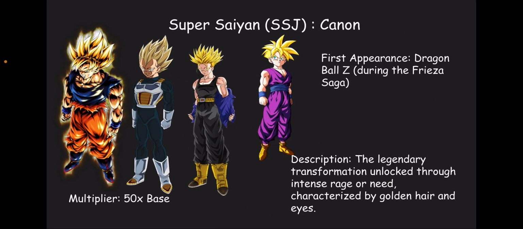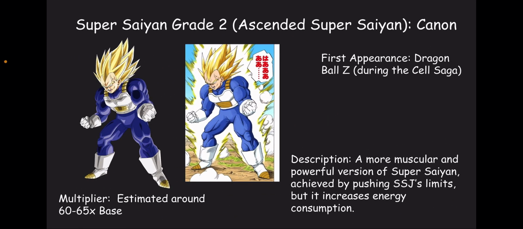We got classic Super Saiyan transformation, 50 times base, the legendary transformation, the legendary Super Saiyan, of course, we all know this. We have Super Saiyan Grade 2, also known as Ascended Super Saiyan. We know that Goku, Vegeta, and I think Trunks, they have unlocked this, but this is mostly famous because of Vegeta. And I put this around 60 to 65. This is an estimate based off what we know, how it's supposed to be stronger than normal Super Saiyan. I say this is about the right spot.